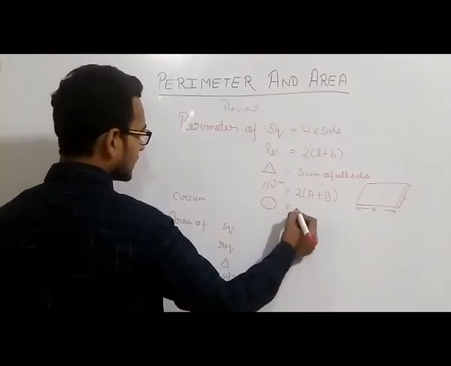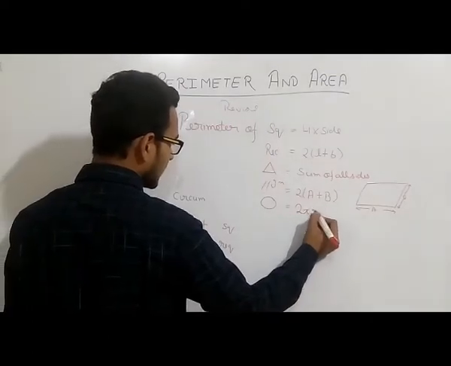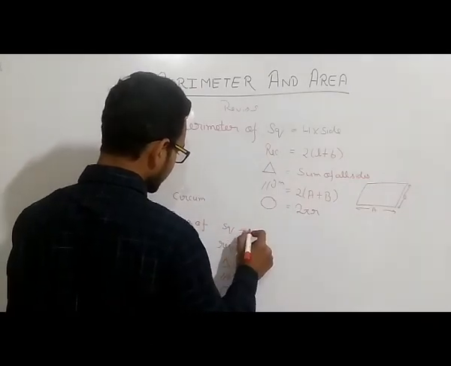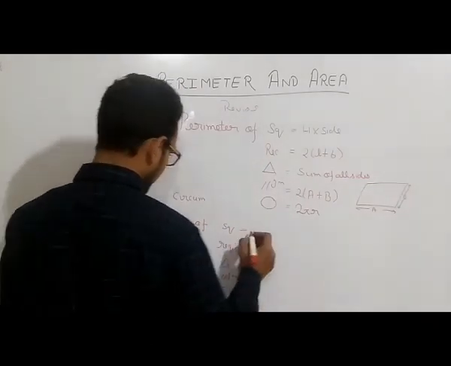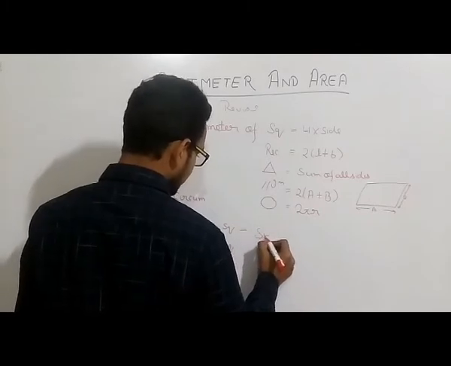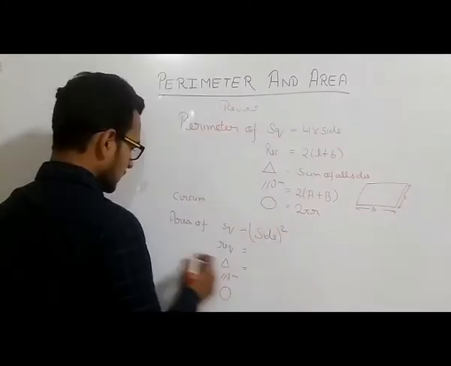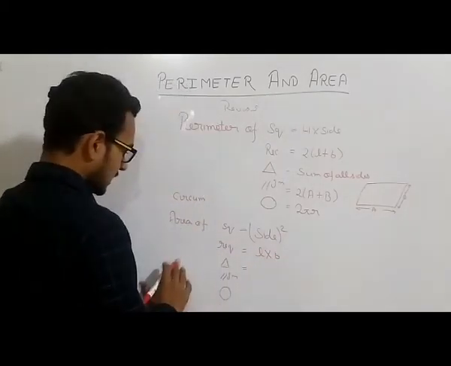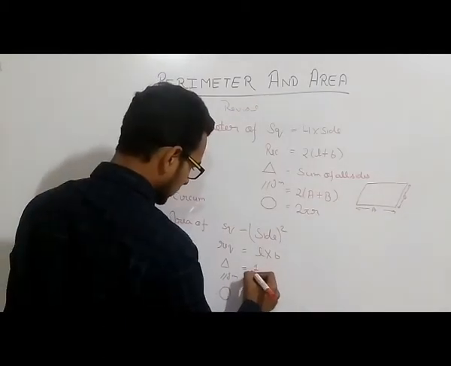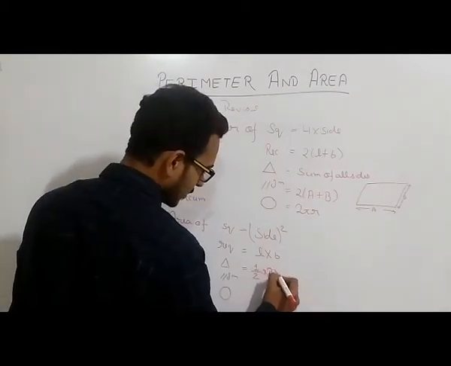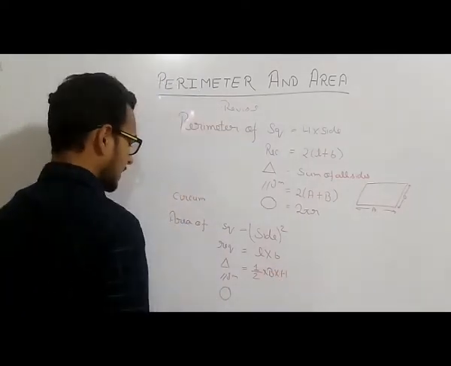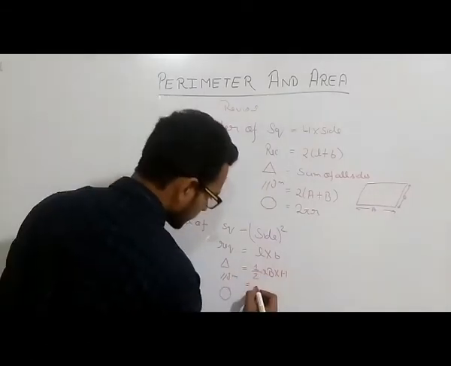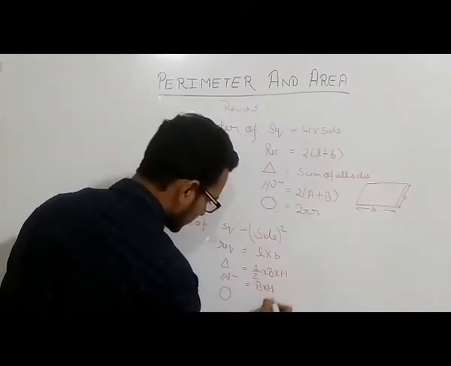What is the circumference of the circle? 2 pi r, or you can say 2r into the constant pi. Then we find the area of the square. The area of a square is side square. The area of a rectangle is length into breadth. The area of a triangle is 1 upon 2 into the base times the height of the triangle. In a parallelogram, this half is removed, so it is base into height.